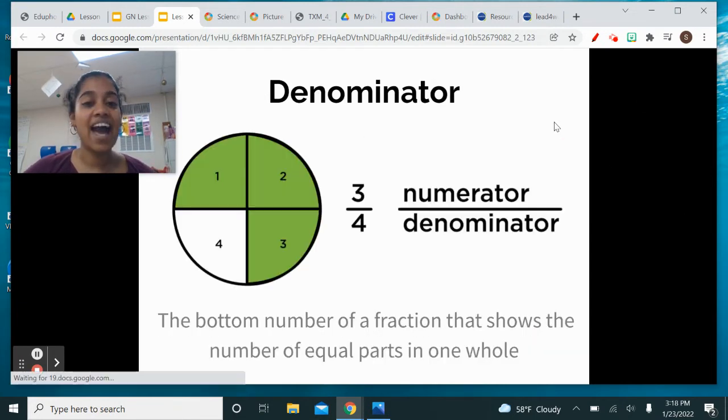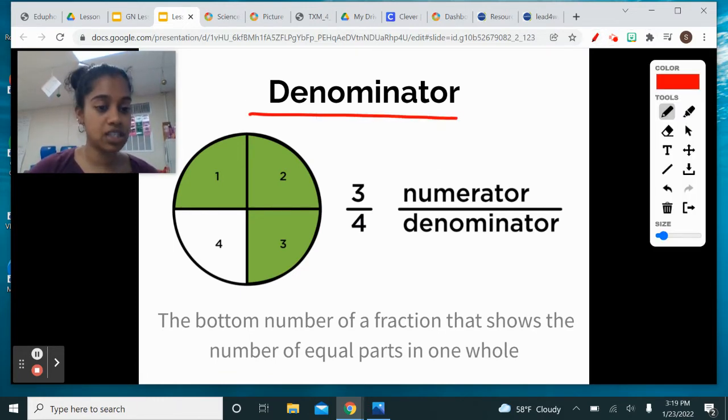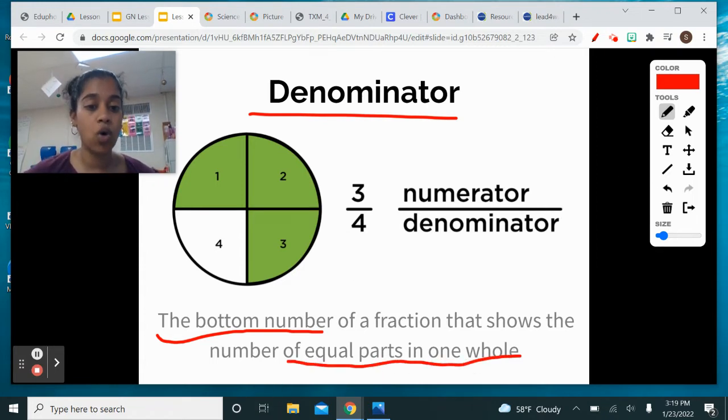All right. Now, when we look a little bit deeper into fractions, we want to figure out what is a denominator. We heard this a couple of times. The denominator is the bottom number, really important. It's the bottom number of a fraction that shows the number of equal parts in one whole. In this case, we have a circle, and our denominator is 4, which means that I am taking my whole and cutting it into 4 equal pieces. That's what our denominator is telling us, and it's always going to be on the bottom. It's going to tell us how many pieces we're cutting our whole into.